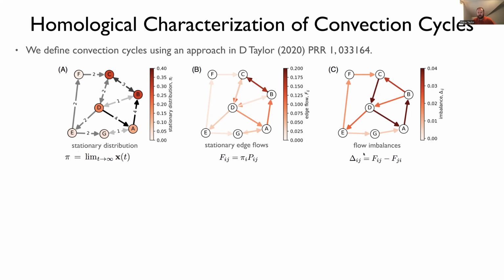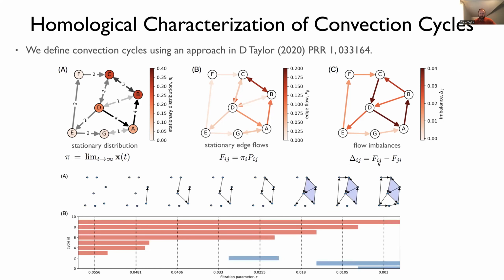Then identify the imbalances. So where is the flow larger from i to j than j back to i? And I encode that in a delta. And then I take the absolute value of delta and I define that as the function on the edges. And I can do the filtration of this flow imbalances. Here I'm indicating the arrows just to indicate the direction of flow imbalances.